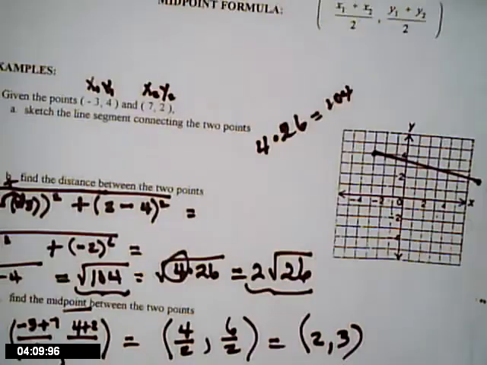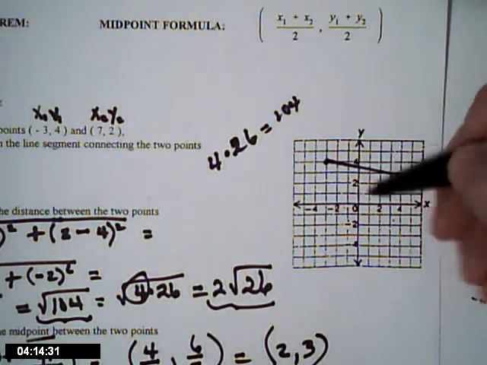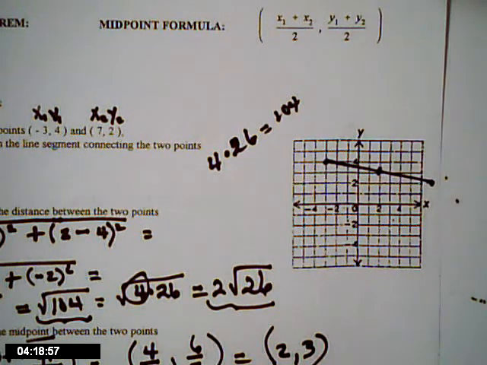Now one good check is if you go back, remember midpoint should be in the middle, mid. If I find 2, 3, that should be on my line, and it should be about the center of the line.